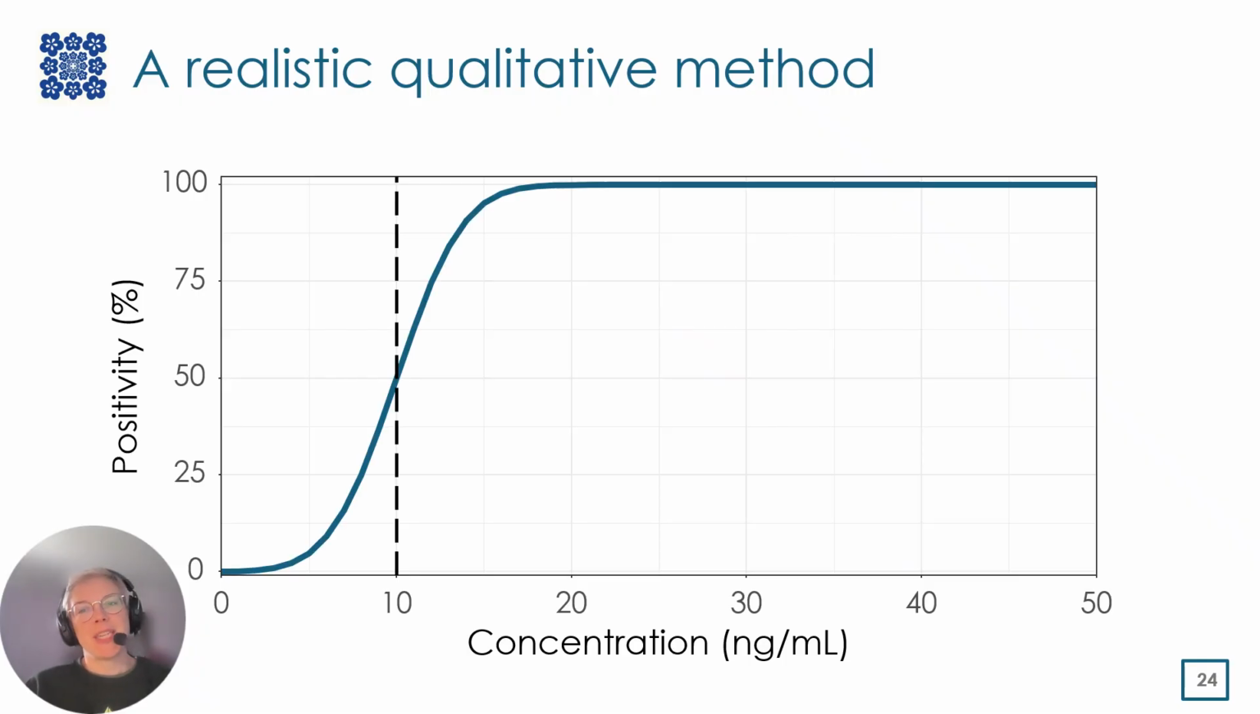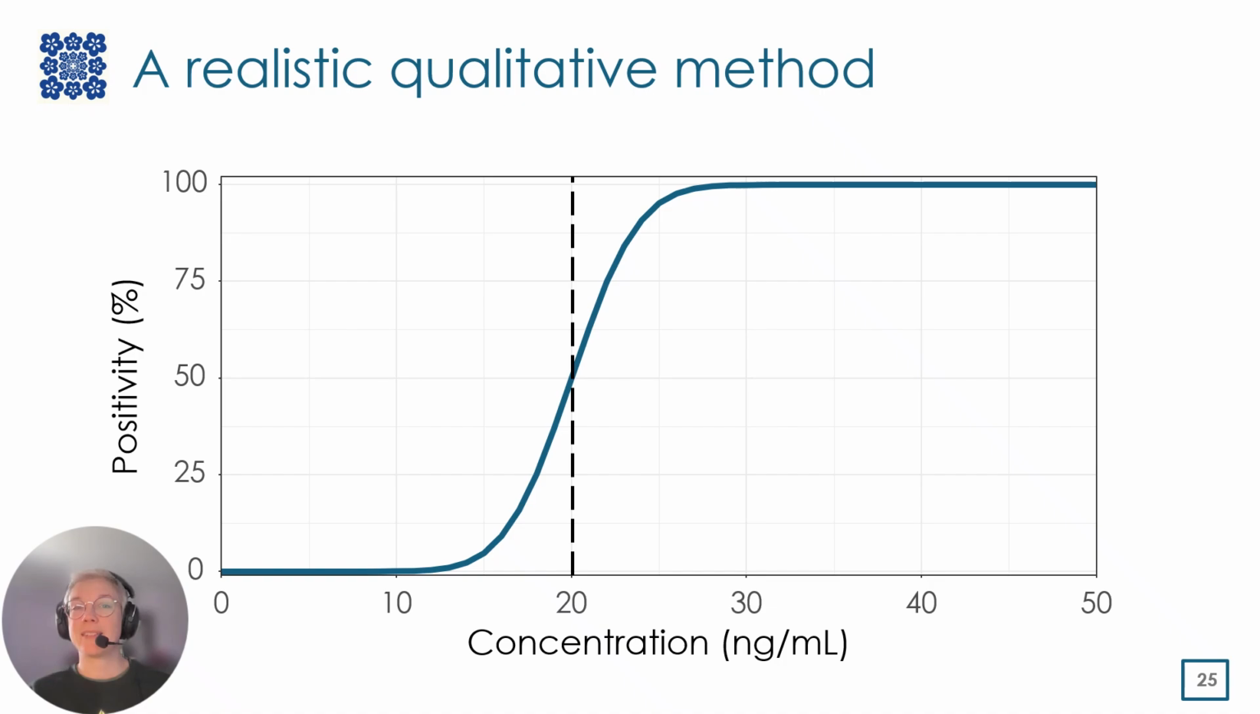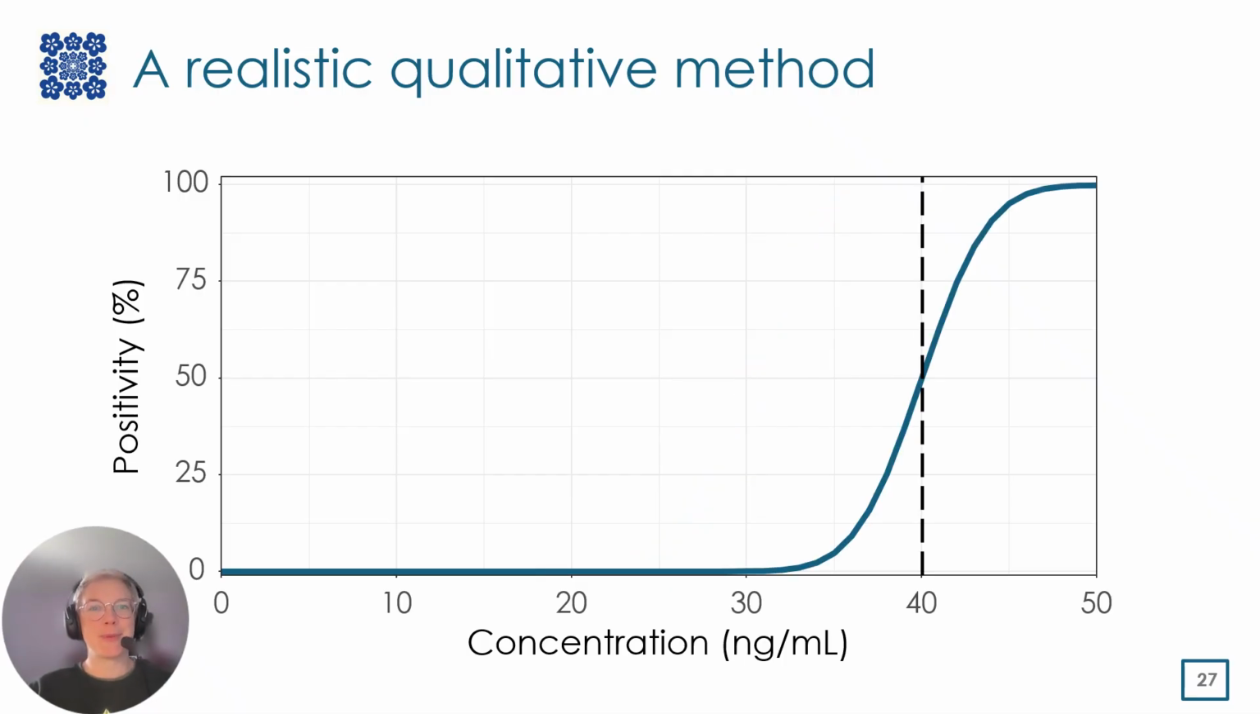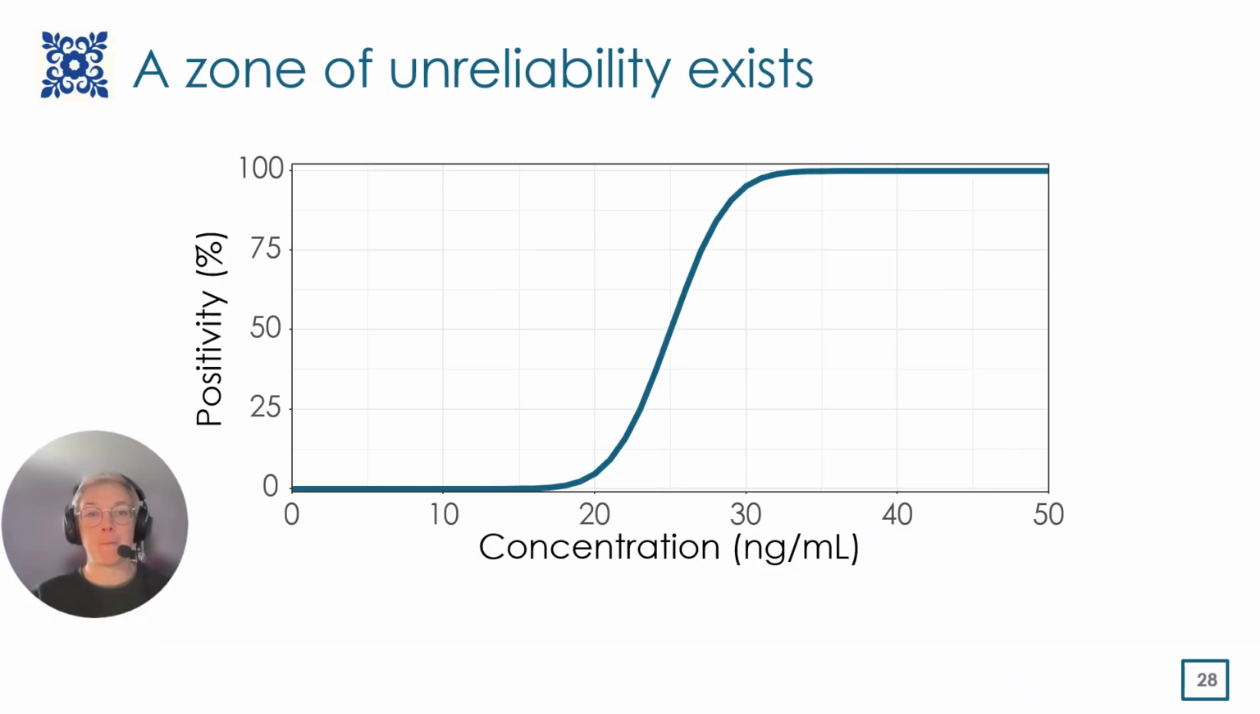And if at this point you're thinking, well, okay, it doesn't work at 10 nanograms per ml, but it sure looks like it works at 20 nanograms per ml, so I'm just going to put my cutoff at 20 and it's all going to be good. Nope. This is what you get with a cutoff at 20 nanograms per milliliter, and a cutoff at 30 nanograms per milliliter, and at 40 nanograms per milliliter. So you're starting to understand this is an intrinsic property of qualitative methods.